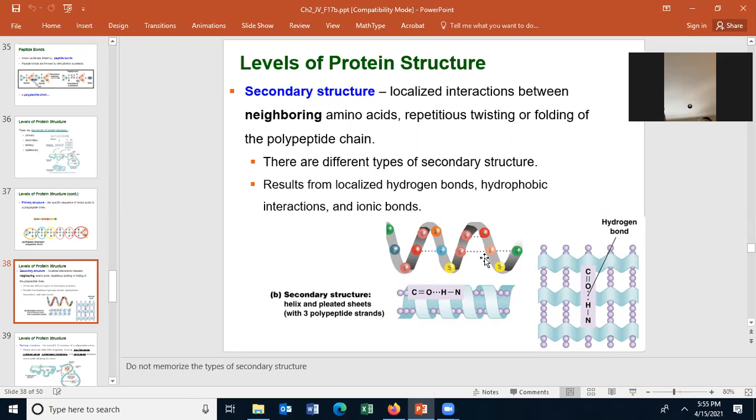So you can have hydrogen bonding, you can have ionic bonding. You can also have repulsion. For example, these two amino acids may be repulsed from each other. That could happen if this is a positive charge and that's a positive charge. They're going to be repulsed from each other. They can also be repulsed if this is a polar amino acid and this is nonpolar.